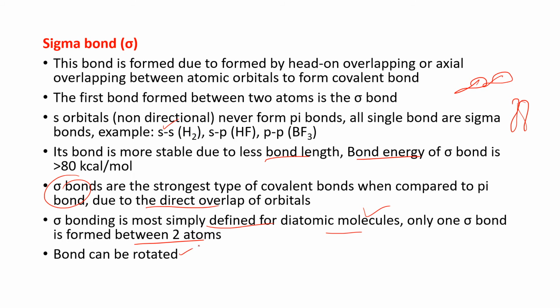So this bond can be rotated. This sigma bond can be easily rotated. It means, in the protein structure we will discuss rotation and so on. So just remember, the sigma bond can be rotated.